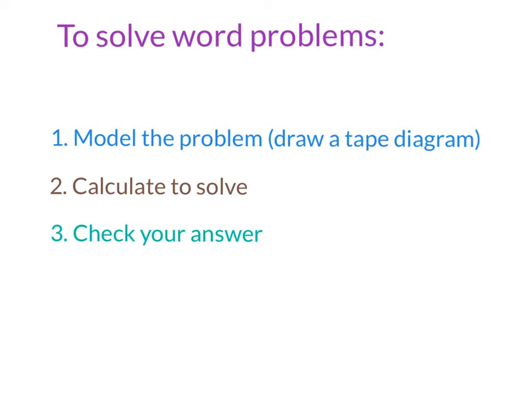And in this case, we're going to be drawing tape diagrams, okay? Remember that tape diagrams are just rectangles that look like this. And they often have lines dividing them up and labeling the different measurements. Yes? Okay. Then you're going to calculate to solve. Seems pretty simple, right? And the third step is always, always, always you're going to check your answer. You're going to think about, is it close to my estimate? Is it reasonable?